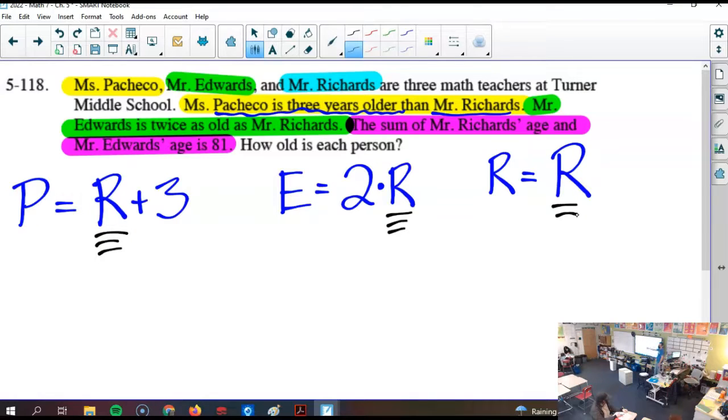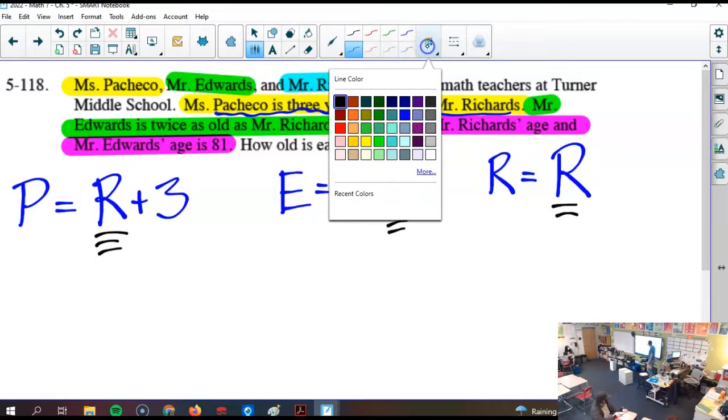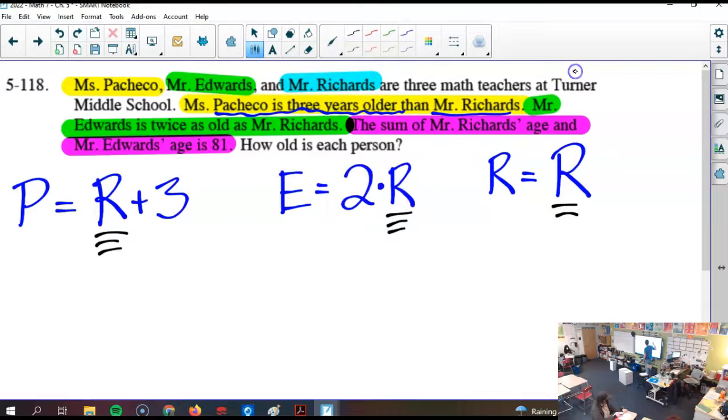Now, we can do what they tell us. The sum of Richards and Edwards. Okay, so E plus R. Please be writing this down with me because this is our next step, like after the 5D process. Kylie, you all right? Okay. What's E plus R equal? 81.